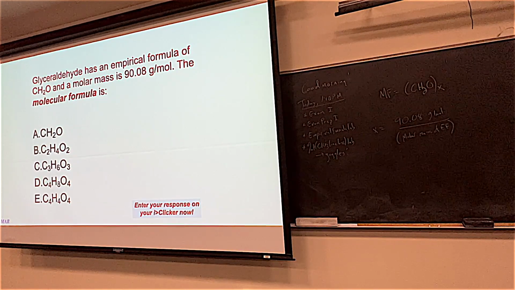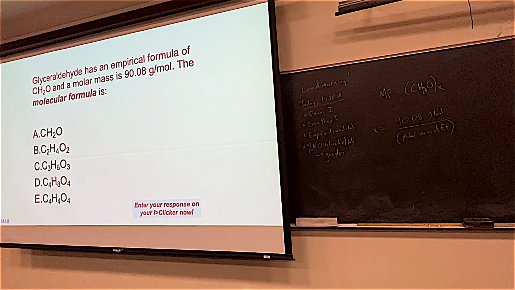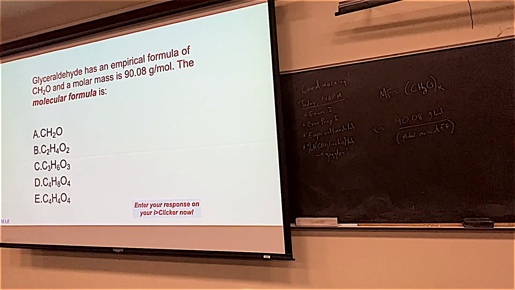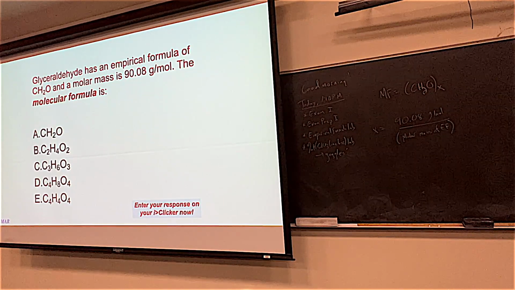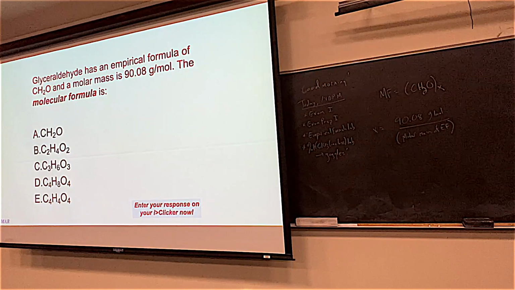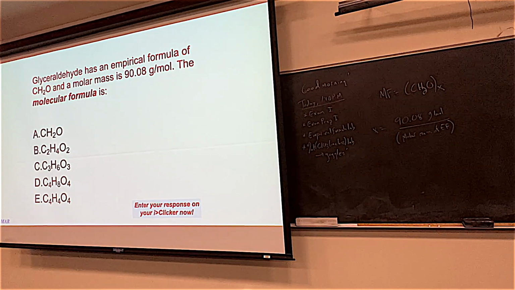And you can use real cheesy sig figs here. They don't have to be real exact because the X is always going to be a whole number. So carbon's about 12, hydrogen's about 1, and there's 2 of them, and oxygen's about 16. So 12 plus 2 plus 16 comes out to be about 30. So you can tell here I'm really just using cheesy sig figs. 90 divided by 30 is all we need here. So 90 divided by 30 is a ratio of 3.